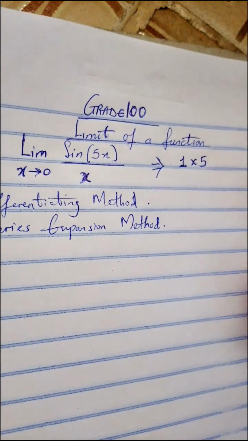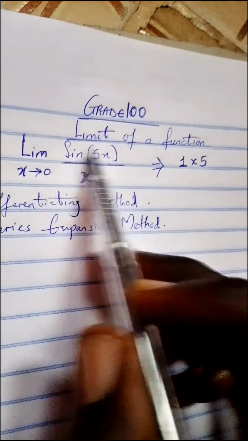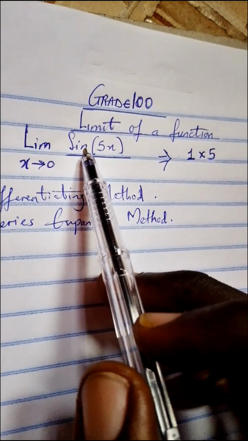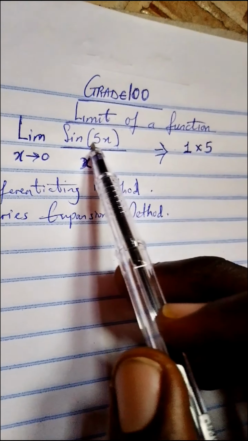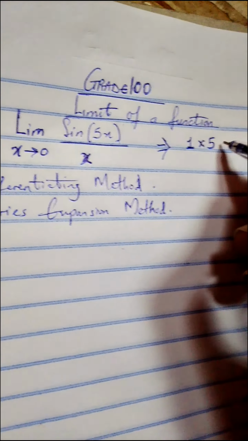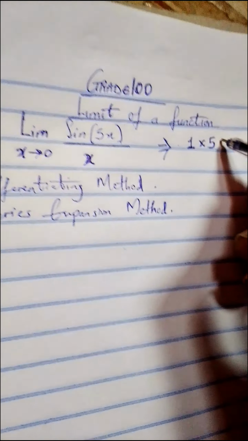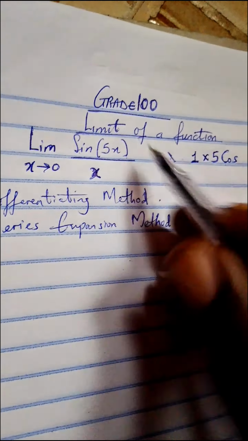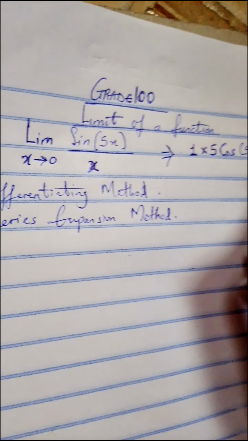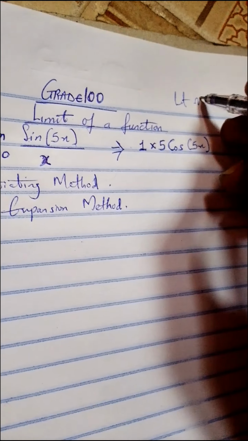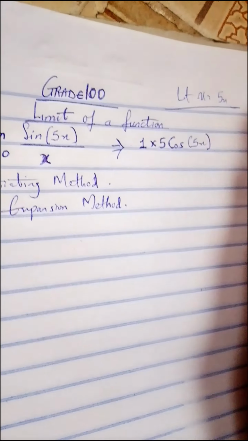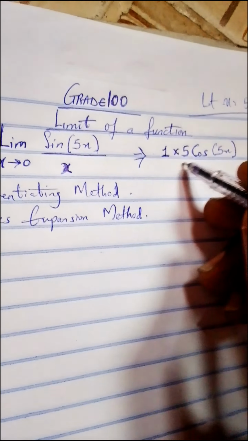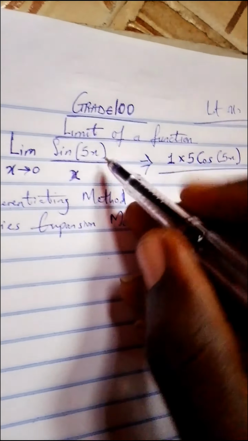And the next thing is to differentiate everything as a whole. If you differentiate sine, you have cos, and you still write 5x. This is how to differentiate using the chain rule shortcut without writing let u equal 5x and going through all this stress. Now, we can differentiate the denominator also, and the differentiation of x is 1.